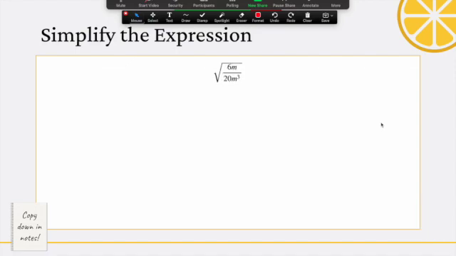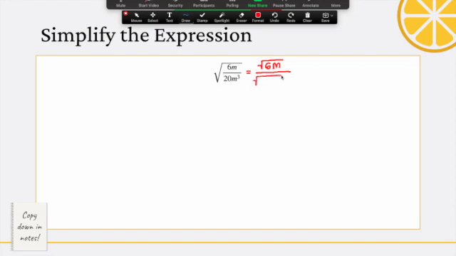Next question is asking us here to simplify the following expression. This time we have a fraction. Let's try working on this problem on your own first, and then we'll go over it together. Okay, so right here, I'm going to start off by separating the square roots.